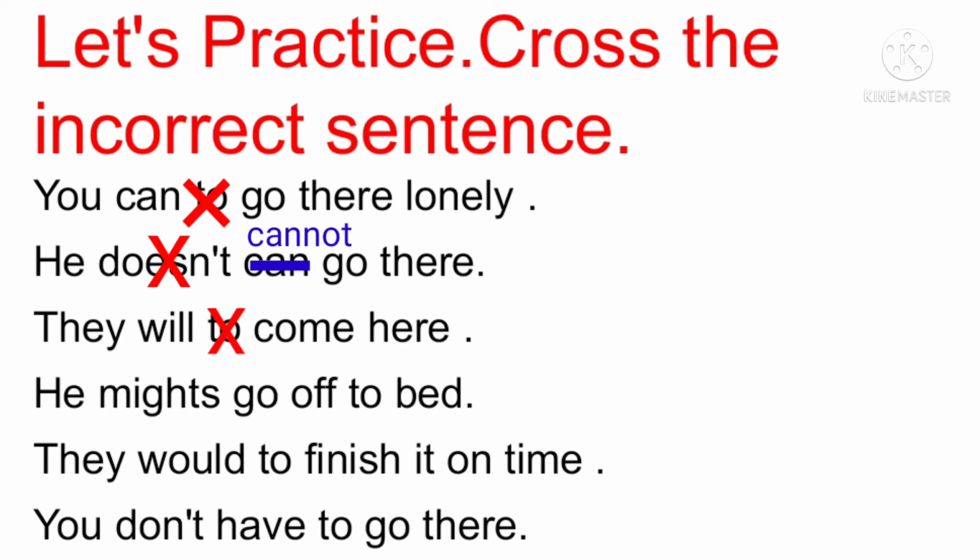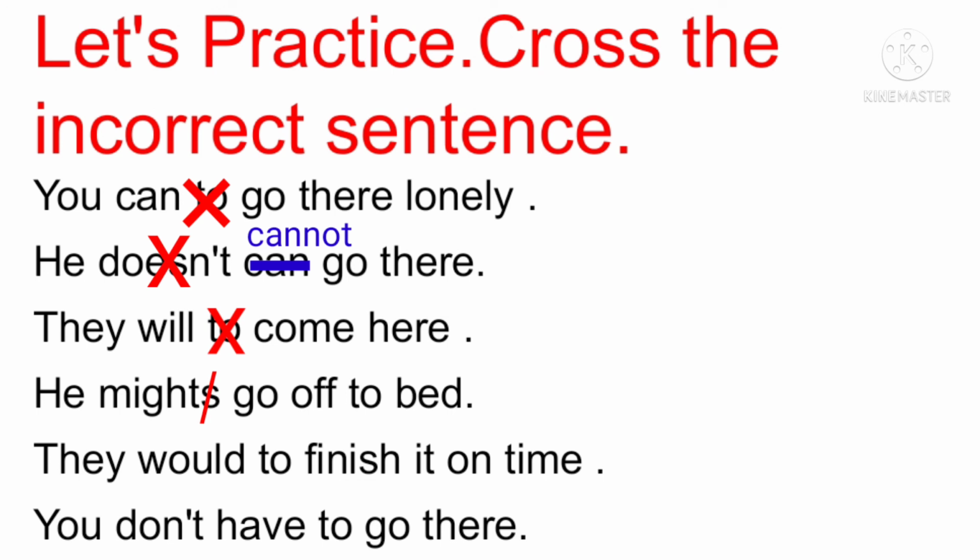Okay. "He mights go off to bed." What is written here? An extra letter is added in this sentence, that is "s," with the modal verb "might." So this is incorrect. What is the correct one? "He might go off to bed."